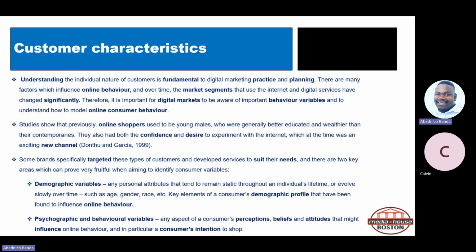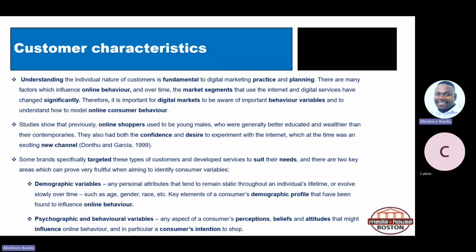So some brands specifically targeted these types of consumers and developed services to suit their needs. And there are two key areas which can prove fruitful when aiming to identify a variable. So you need to understand the demographic. Who is it that you are targeting? How often are they online? How do they interact with online platforms, digital platforms? What is it that influences their online behavior?